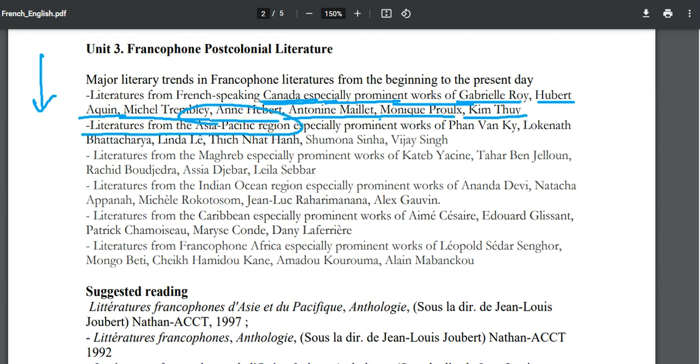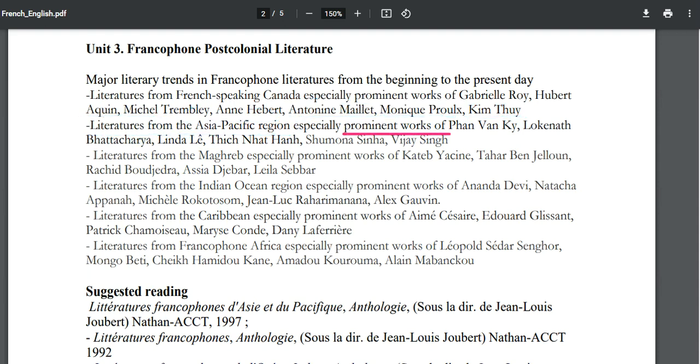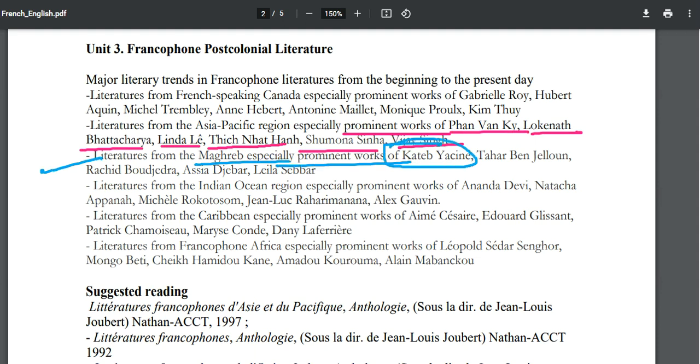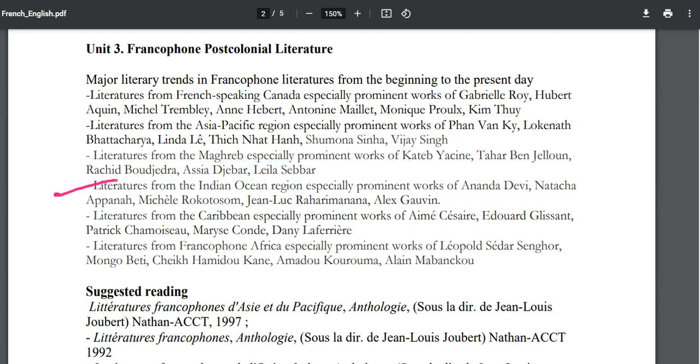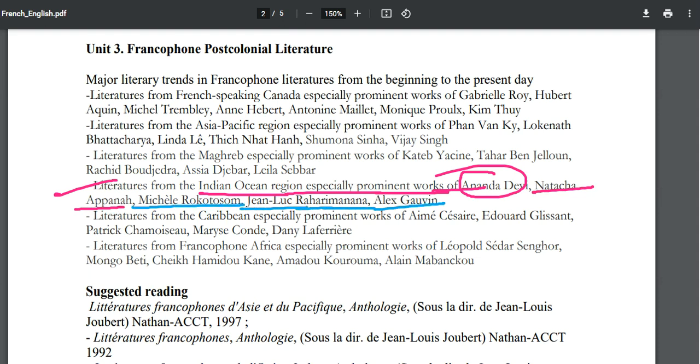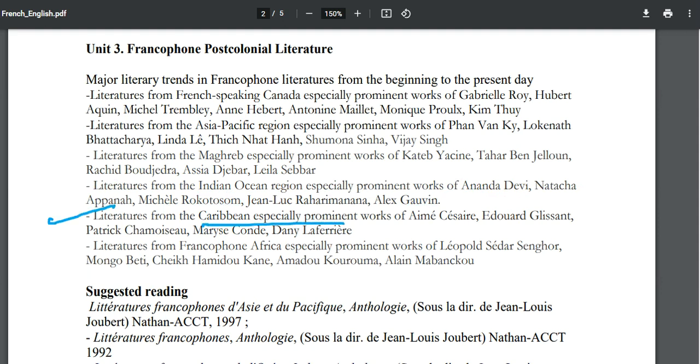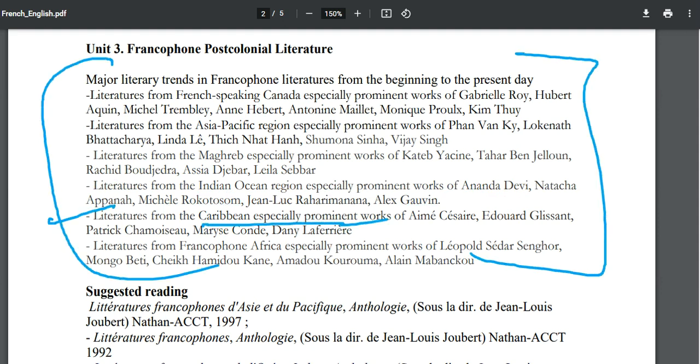Literature from the Asia Pacific region, prominent works of Phan Van Kai, Loknath Bhattacharya, Linda Lê, and Shumona Sinha. Literature from the Maghreb, especially prominent works of Kateb Yacine, Tahar Ben Jelloun, Rachid Boudjedra, Assia Djebar, Leïla Sebbar. Literature from the Indian Ocean region, prominent works of Ananda Devi, Natacha Appanah, Michèle Rakotoson, Jean-Luc Raharimanana. Literature from the Caribbean as well.